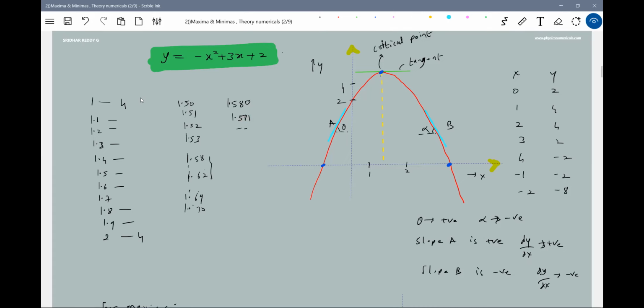So what was my question? What is the maximum value of y? Is it 4? The answer is no. There are certain values on the curve which are more than 4. And at what value of x will y be maximum? What is my primary question? What is the maximum value of y, and at what value of x will y be maximum? I think these are the questions. Let's ask ourselves.